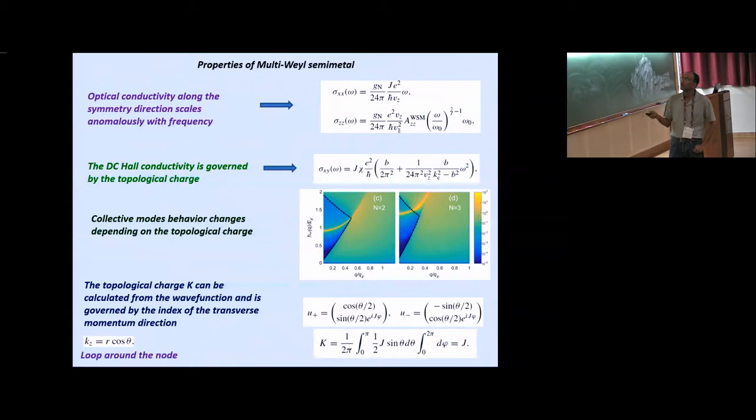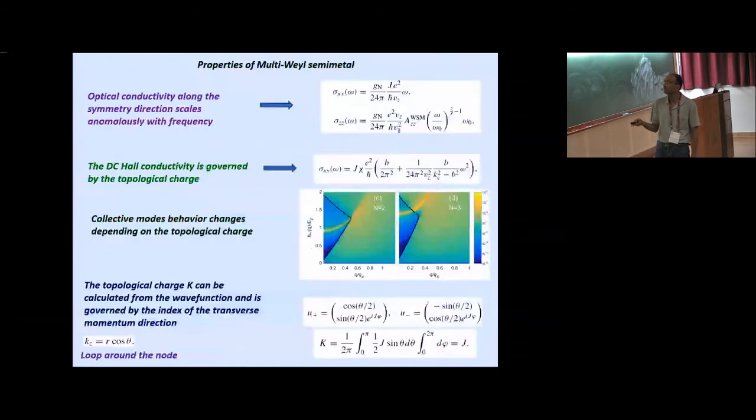Okay. And this shows up in different quantities. For example, if you have optical conductivity or DC Hall conductivity, their behavior depends on this index, on this topological winding number J, and therefore they are different compared to their Weyl counterpart.